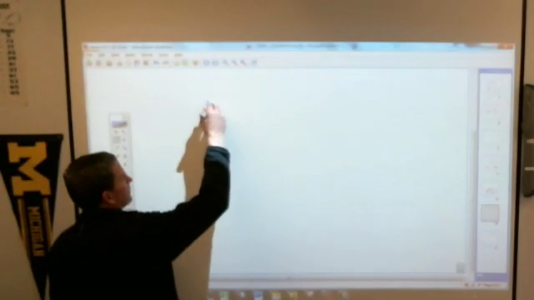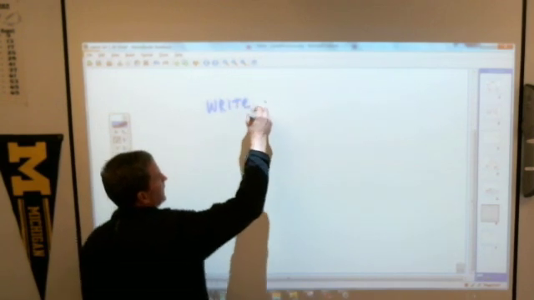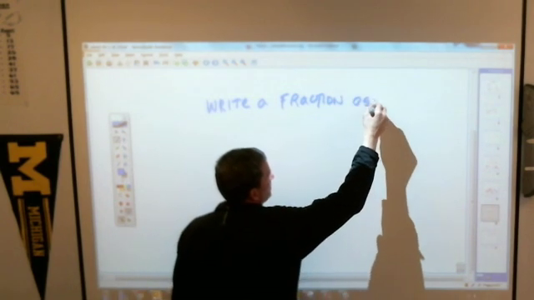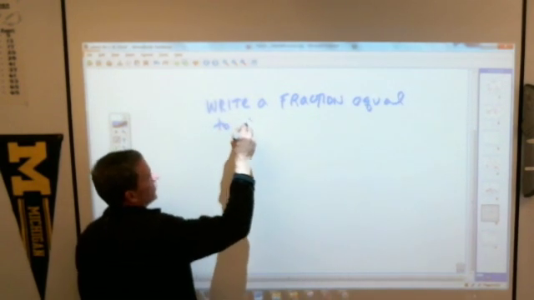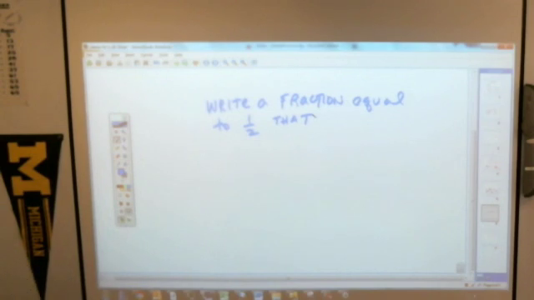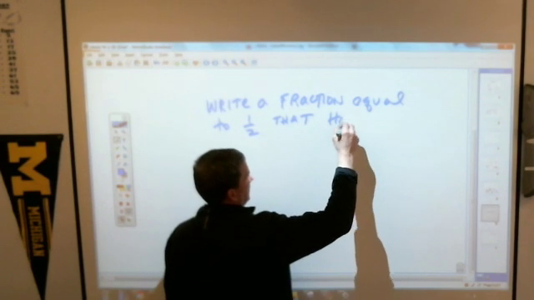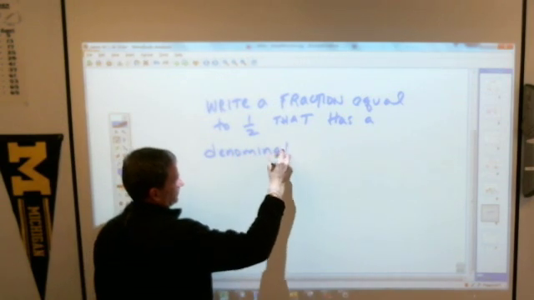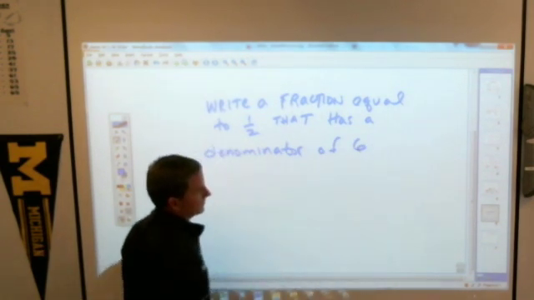Write this one down. They will say, write a fraction equal to 1/2 that has a denominator of 6.